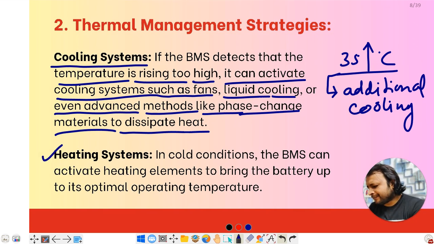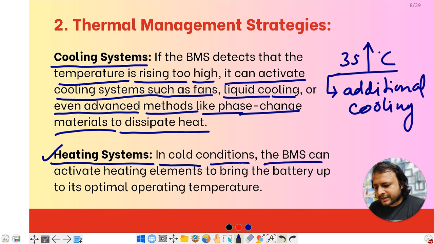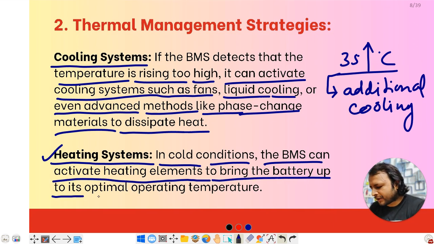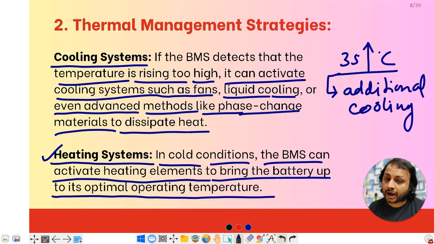And the heating system, when we are operating in cold conditions, the BMS can activate heating systems to bring the battery up to its optimal operating temperature. As I told you initially, we have two systems, cooling system and heating system, and both are working.